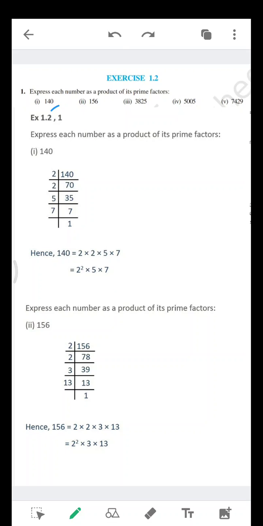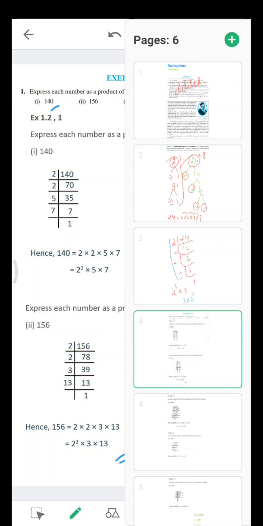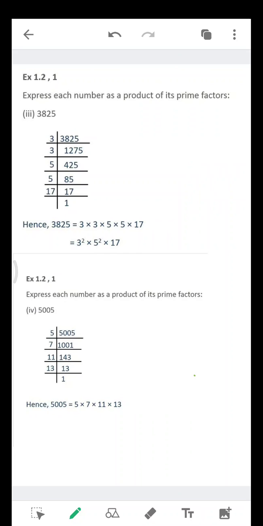These are the simple problems which you did in your lower classes also. But here you have it again in 10th class. Very simple exercise, very simple chapter if you concentrate, that's all. We are going to learn a few new concepts in the upcoming sessions. Next, 156 is also done in the same way. The factors of 156 are here. For your reference I have given all the steps here: 3825, 5005. So keep it in mind, you must take prime numbers only.